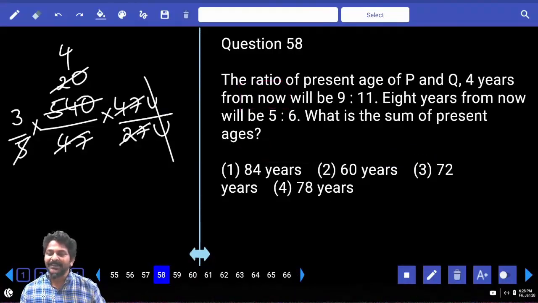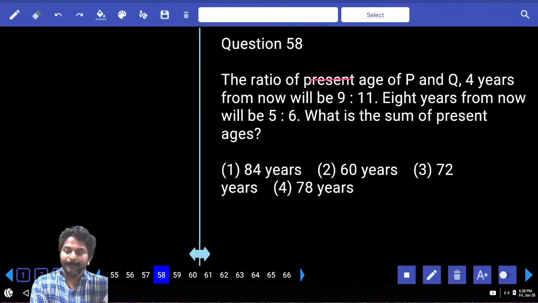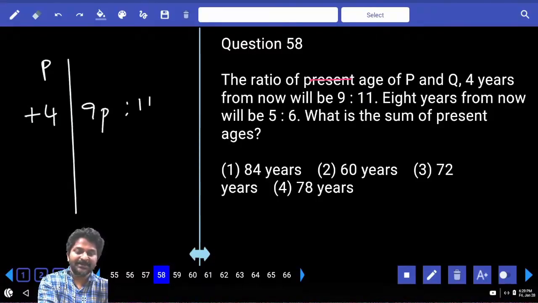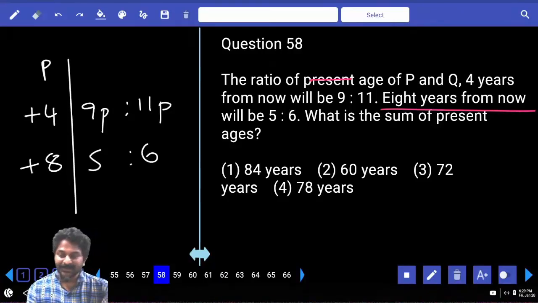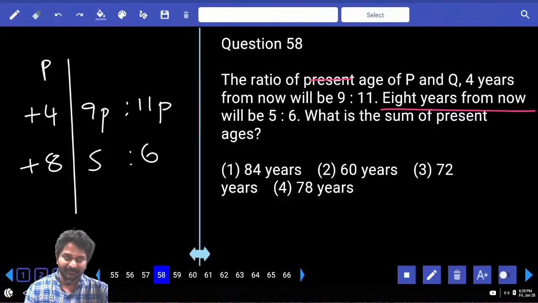The ratio of ages of P and Q 4 years from now will be 9:11. So after 4 years, 9:11, 9 parts and then 11 parts. 8 years from now, that is after 8, the ratio is mentioned as 5:6. What is the sum of the ages? You are asked to calculate the sum of ages. First, let me tell you the process, then without solving, we can answer this question. I'll do that later.